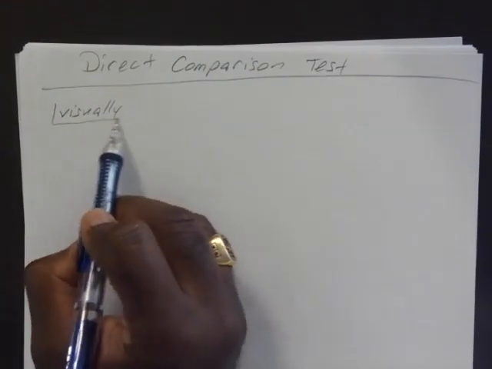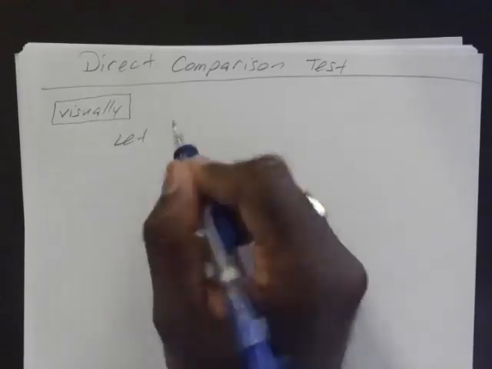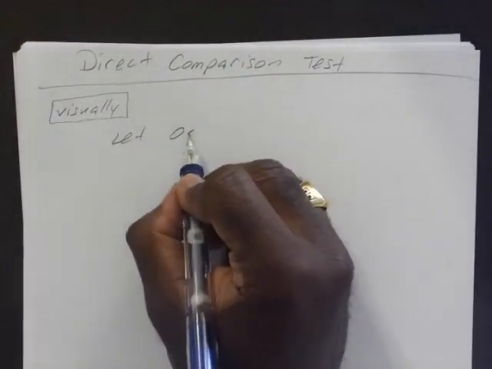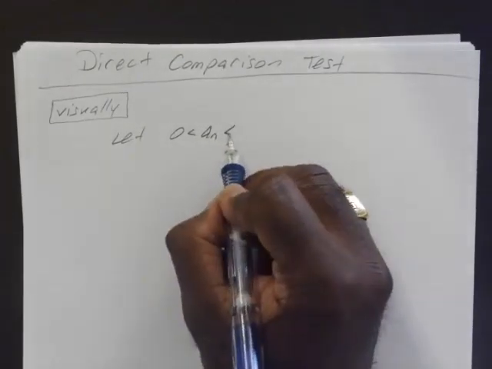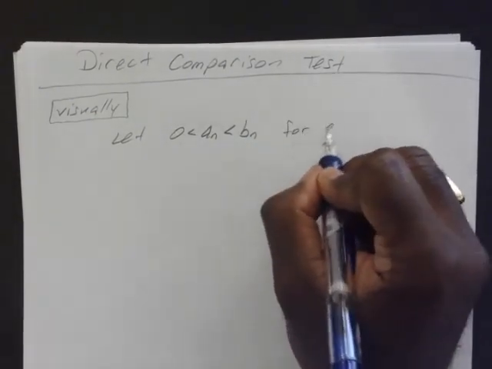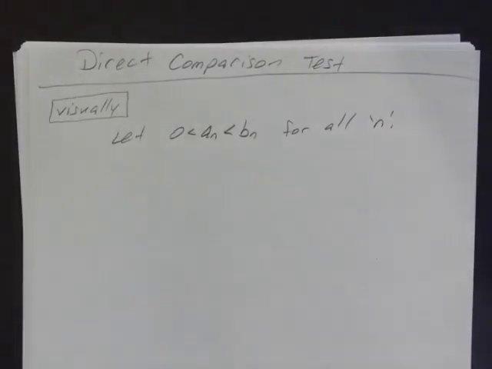Okay, so I'll give you a visual representation, then I'll give you the definition. Okay, so what if we let two series, let's say just less than, not less than or equal to. We have two series where the series a sub n is less than the series b sub n, and they're both greater than 0. And that's for all of your n values, from 1 to infinity.